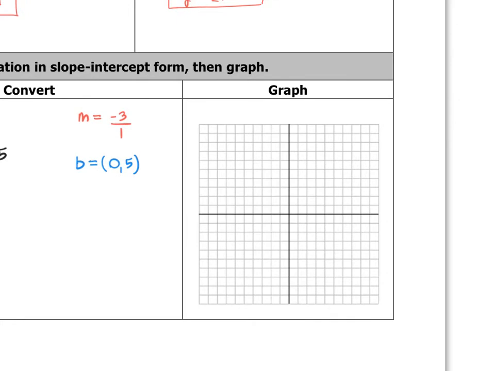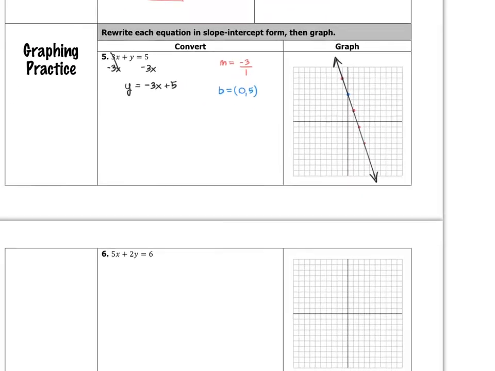So the graph of this is going to start at (0, 5). And then it's a negative slope, so I can go up 3 and left 1, or I can go down 3 and right 1. Just have to make sure that my line is decreasing. And so my line will look like this. And there you have it. Let's practice that a few more times on the back side.